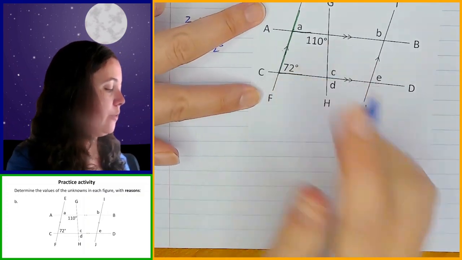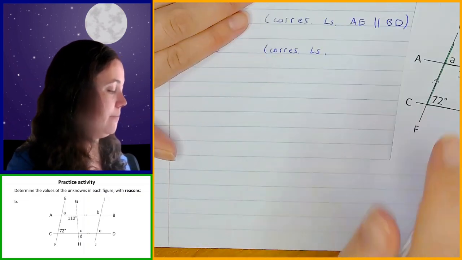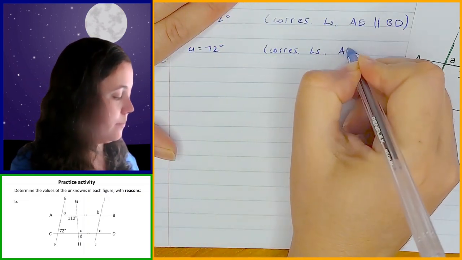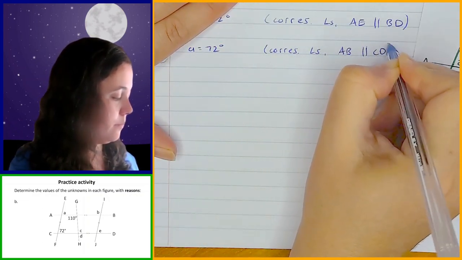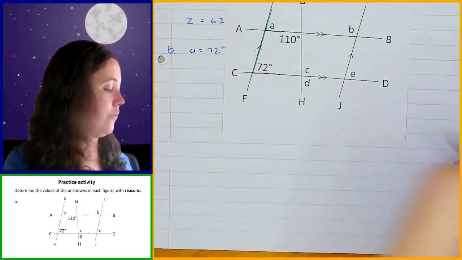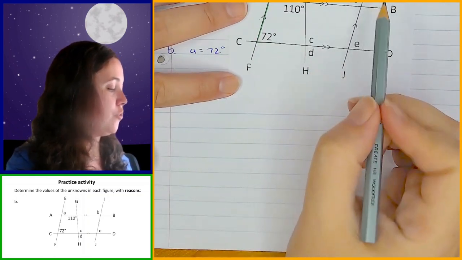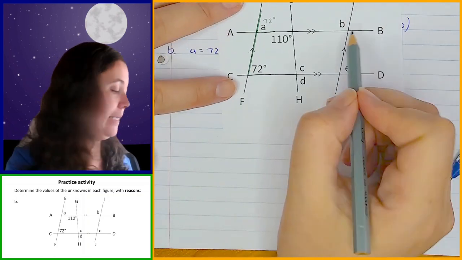And the lines that are parallel for this one are AB parallel to CD. Okay. So now I can fill that in over there in case it'll help me for anything else later on. Now let's go on to B. So B is over here.